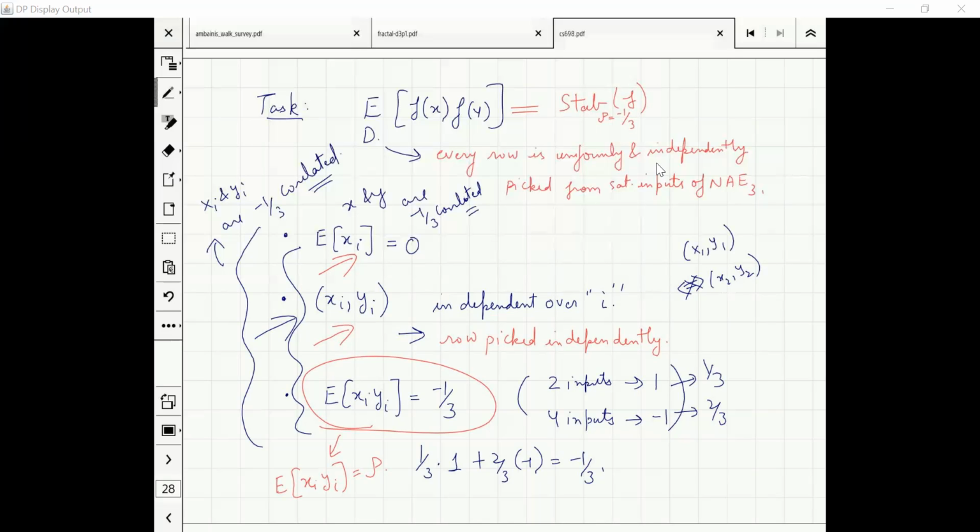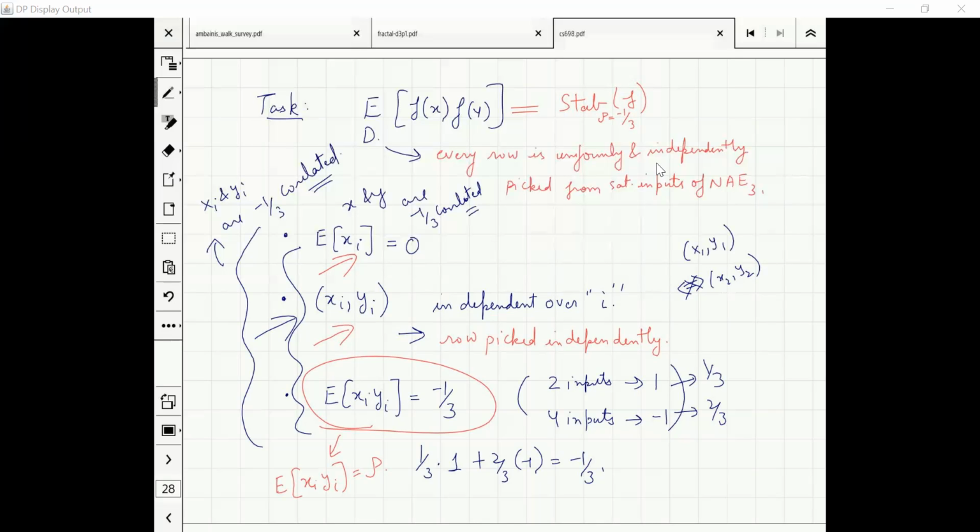Okay. It turns out that if I look at the satisfying inputs of NAE3, they can be thought of as -1/3 correlated. And this is because they satisfy these three things. Questions about this?